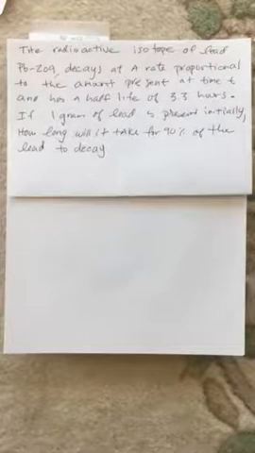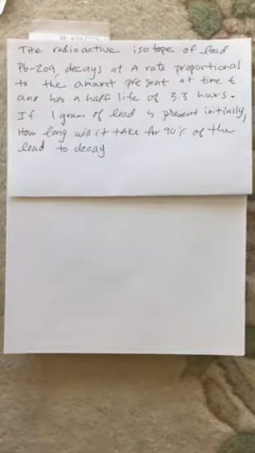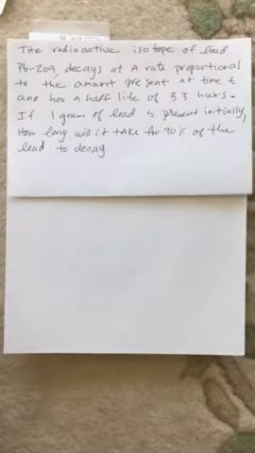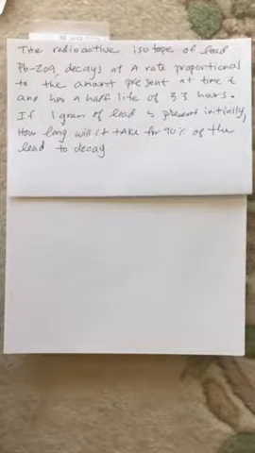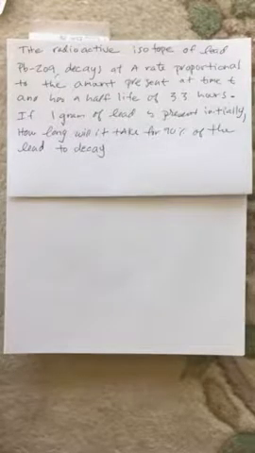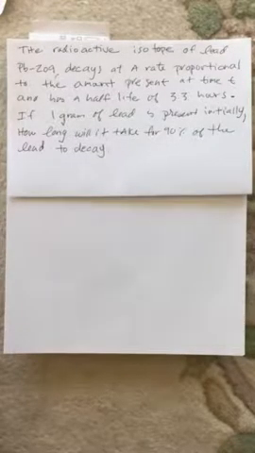All right, here's the question. The radioactive isotope of lead, 209, decays at a rate. It falls apart at a rate proportional to the amount present at time t and has a half-life of 3.3 hours. If 1 gram of lead is present initially, how long will it take for 90% of the lead to decay?